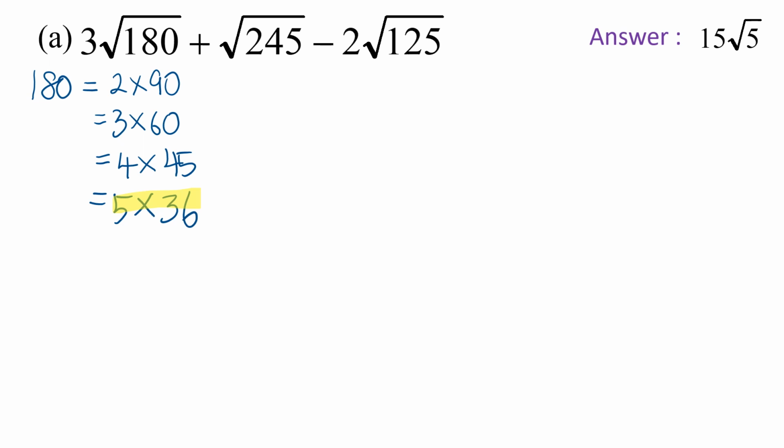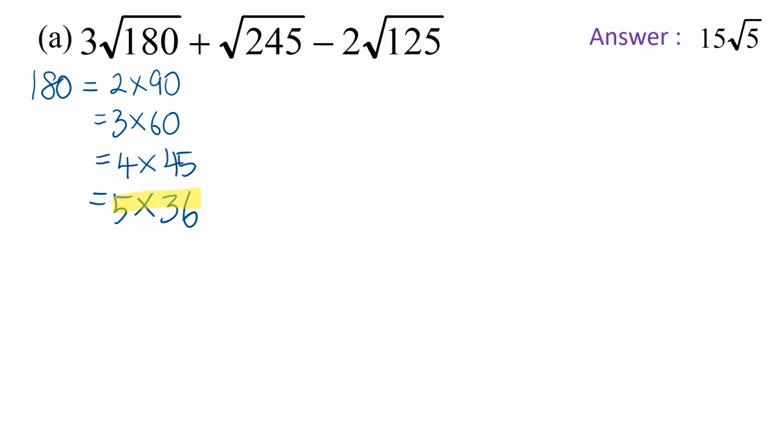Because basically when you want to simplify surds, we are trying to break the number into something times a perfect square. If you have to recall, perfect squares are numbers like 4. When you square root 4, you get 2. Square root 36, you get 6. So we try to express the number as something times a perfect square.